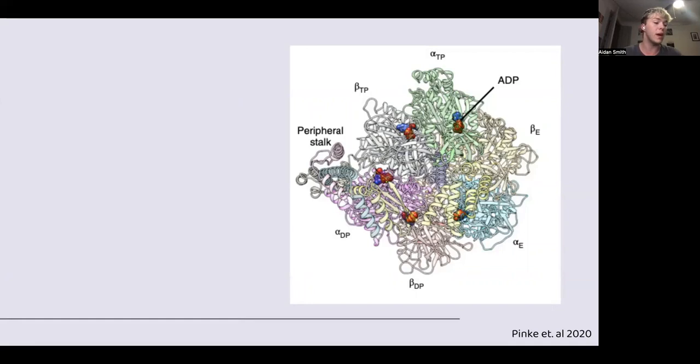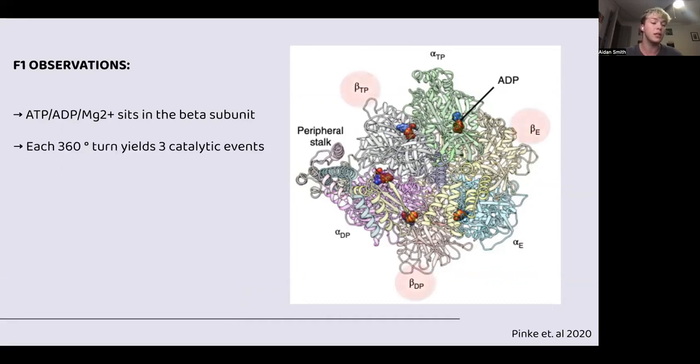Cryo-EM density studies reveal that the binding site for ADP, ATP, and magnesium ions sits in the beta catalytic subunit, right at the interface of the non-catalytic alpha subunit. Each 360-degree rotation of the gamma subunit takes each beta subunit through 3 conformational states, beta TP, beta DP, and beta E. This consequently hydrolyzes 3 ATP during counterclockwise rotation and synthesizes 3 ATP during clockwise rotation.